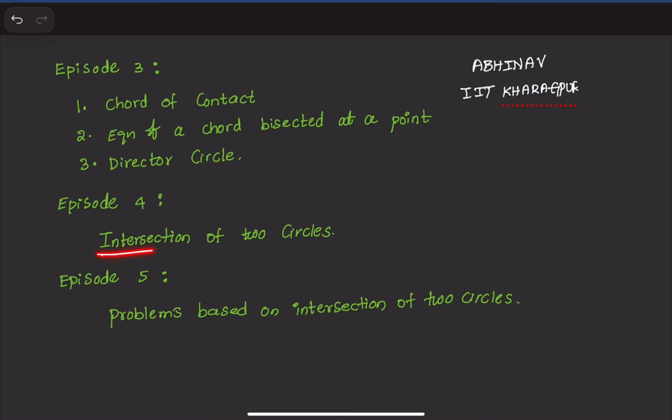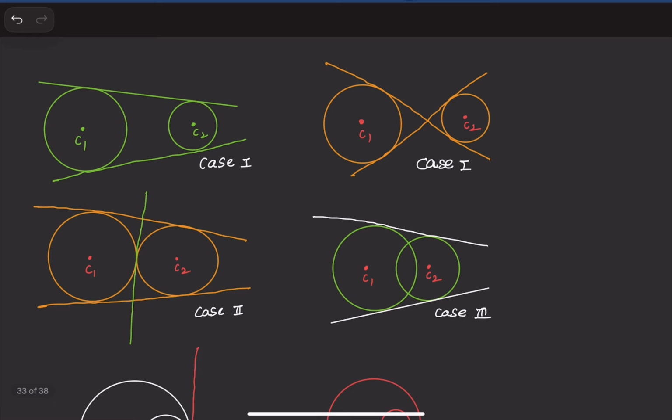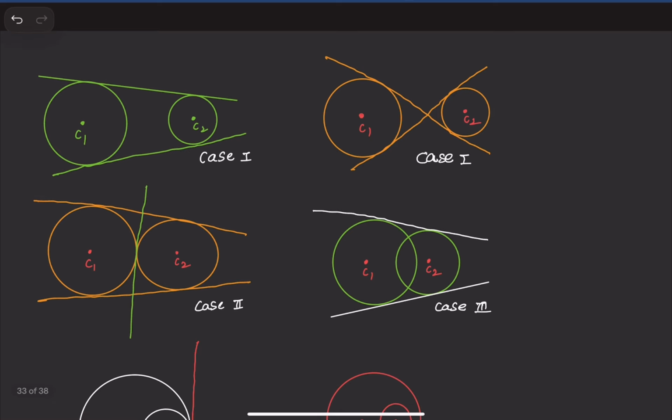Alright. So in this episode, we'll discuss this particular concept, intersection of two circles. And in episode 5, we will be solving some problems. To be specific, 3 problems based on the intersection of two circles. Alright. So let us move ahead. So intersection of two circles. So let us say there is a circle with center C1 and another circle with center C2.